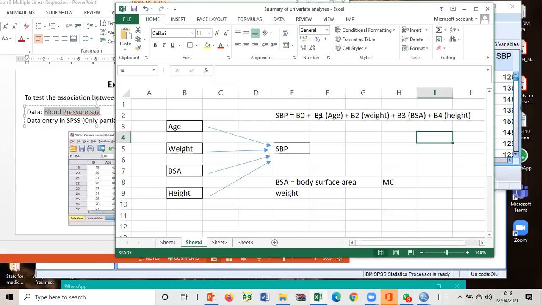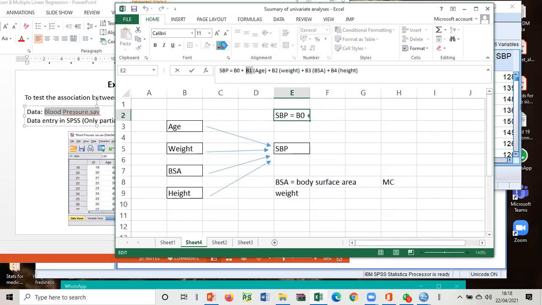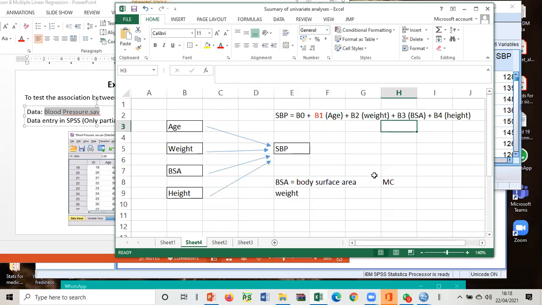Supposing in the final analysis B1 is 0, what does it mean? SBP does not depend on age. So what I'm going to look at is how the equation works, is there any problem? And we're also going to check the residual. If there's a problem, then what do you do? How to rectify it? Basically that's what you're going to do.